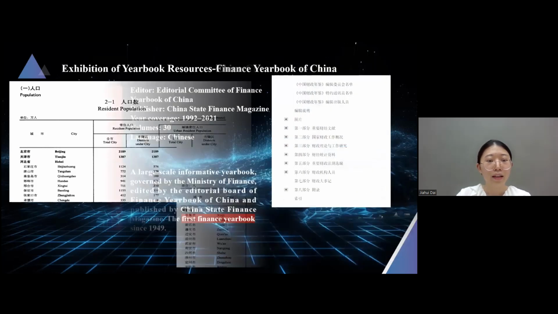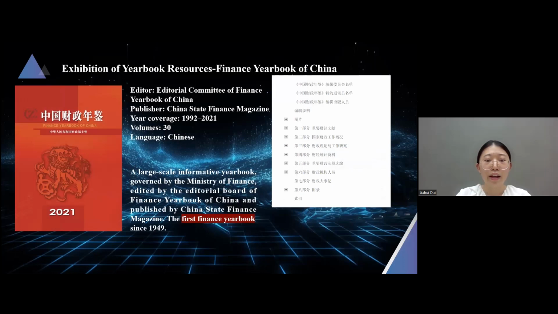Scholars who are interested in China's finance can use the Finance Yearbook of China, which is a large-scale informative yearbook. It's governed by the Ministry of Finance, edited by the Editorial Board of Finance Yearbook of China, and published by China State Finance Magazine. It's the first finance yearbook since 1949. Currently, CYFD collects 30 volumes, dating back to 1992 at the earliest.